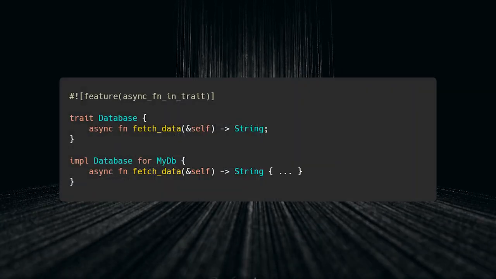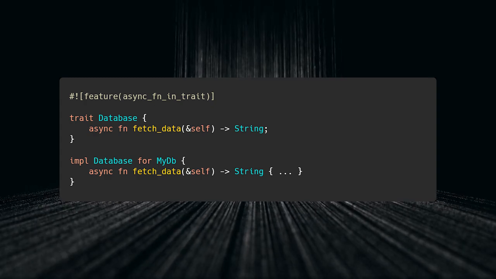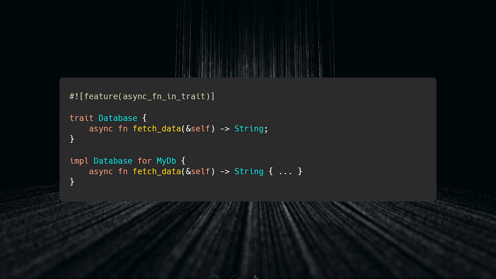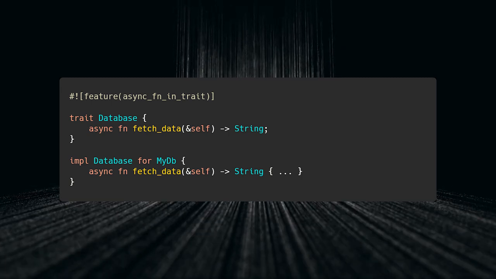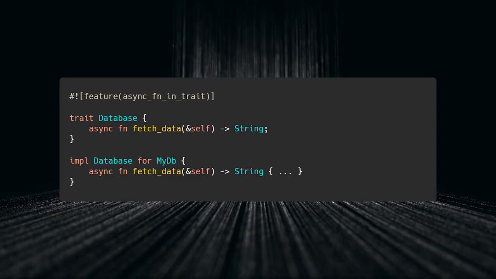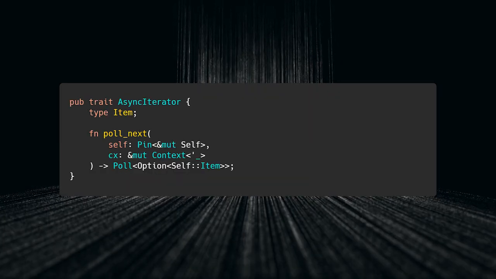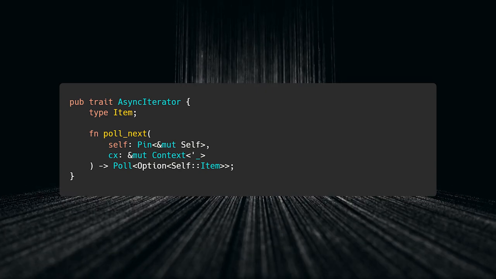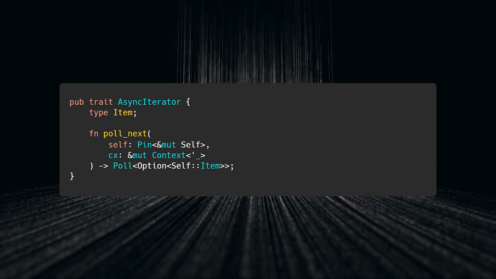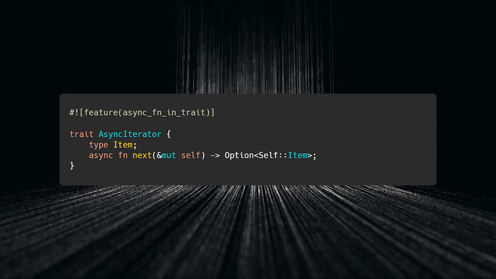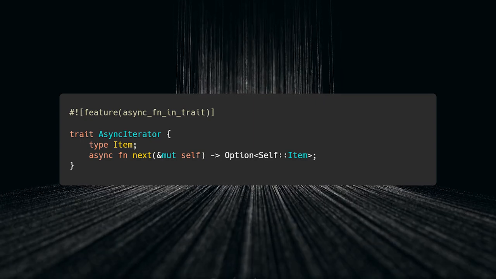Fortunately, the Rust team has recently released support for async functions inside traits on the nightly version of Rust. After enabling the experimental feature, you can write and implement traits with async functions as you would expect. The Rust team is already planning to use this new feature in the AsyncIterator trait. Currently, this trait relies on manual poll implementations. However, now it can be written like this. As you can see, the code looks a lot cleaner.